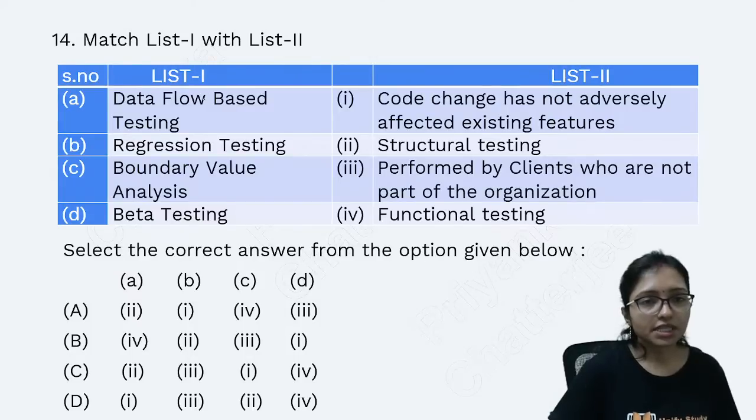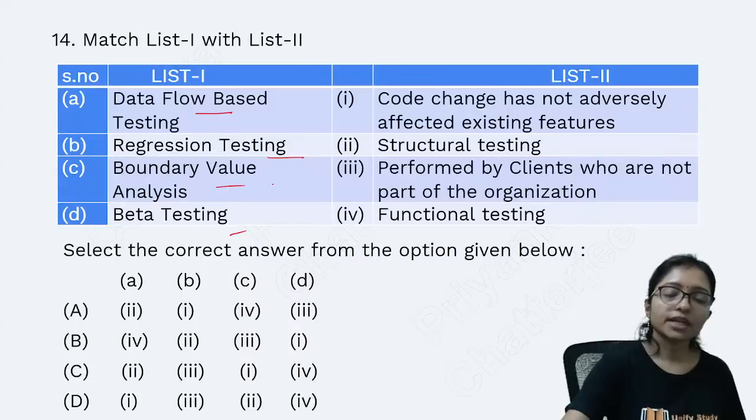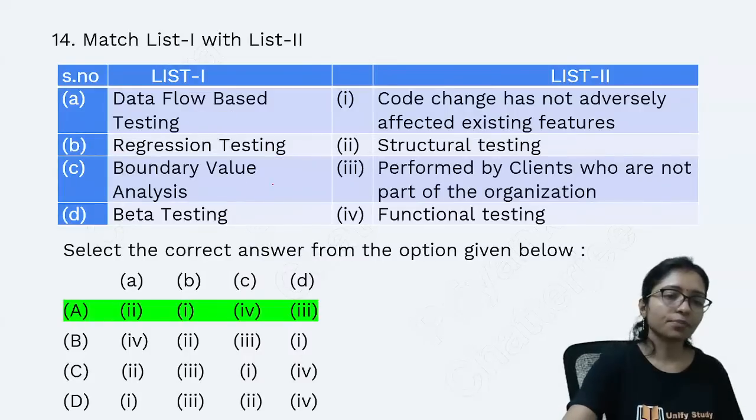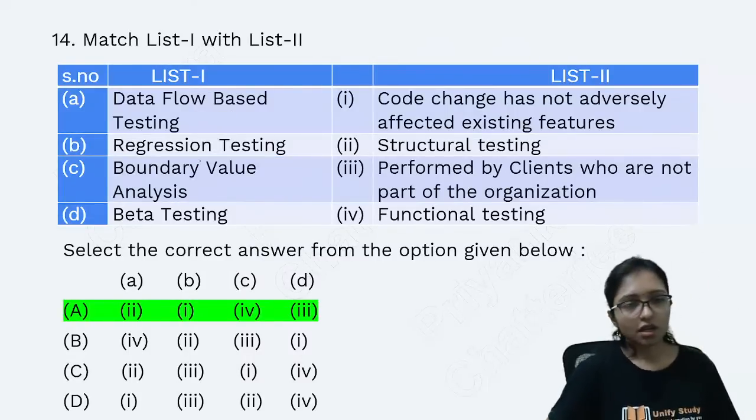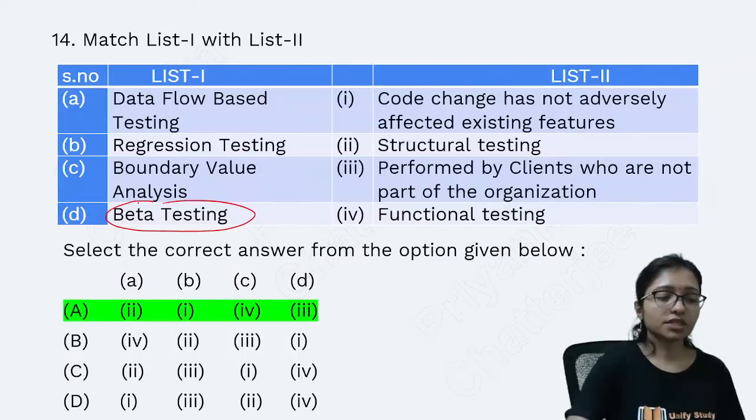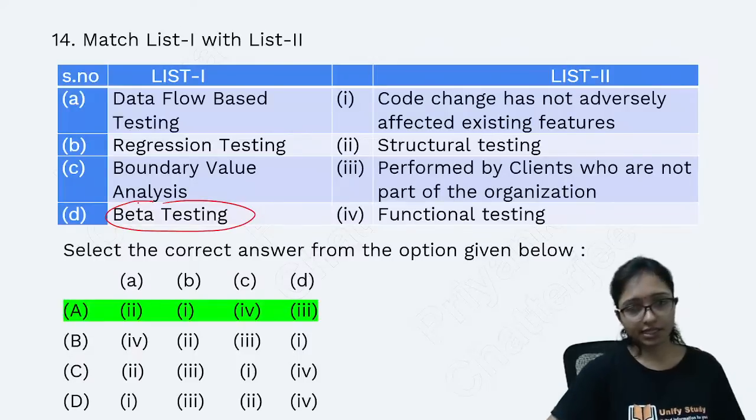All types of testing are here: data flow based testing, regression testing, boundary value analysis, and beta testing. The testing chapter is the most important chapter of software engineering. Beta testing is acceptance testing. There are two types of testing: alpha testing and beta testing.